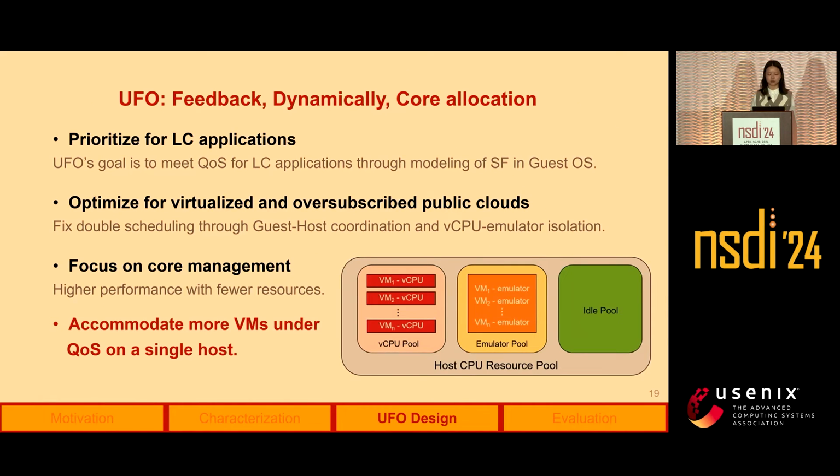On the basis of the 3 levels of coordination, we designed UFO. UFO is a feedback-based controller that dynamically manages allocation for virtualized public cloud, aiming to accommodate more VMs on a single host without violating the application's QoS. The figure shows the resource pool of UFO. For the vCPU pool, every VM has its own isolated group, and the core numbers are adjusted based on the scheduling frequency model. The emulator pool is shared by all the VMs, and it is assigned by the CPU utilization of emulator threads.